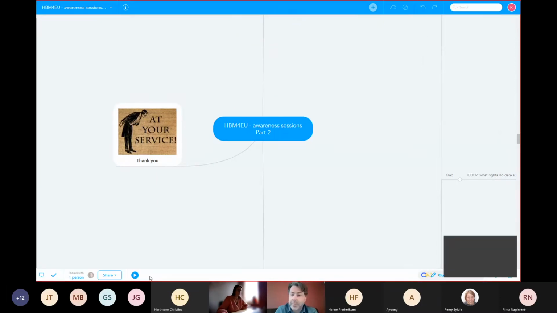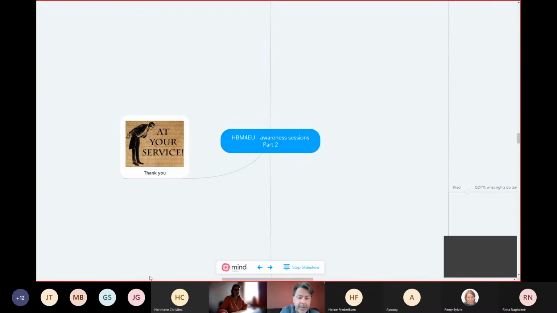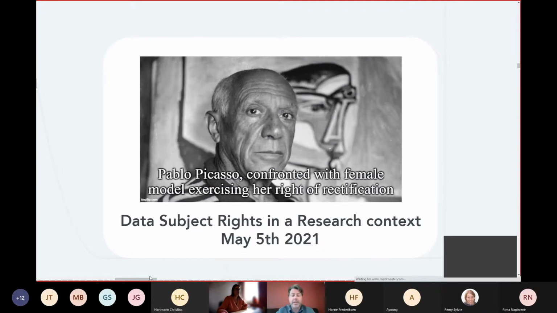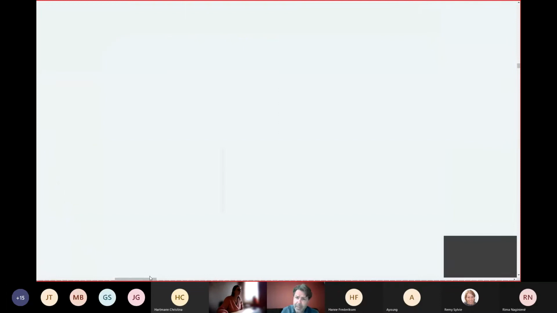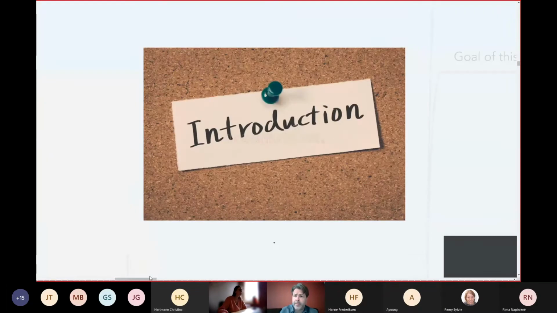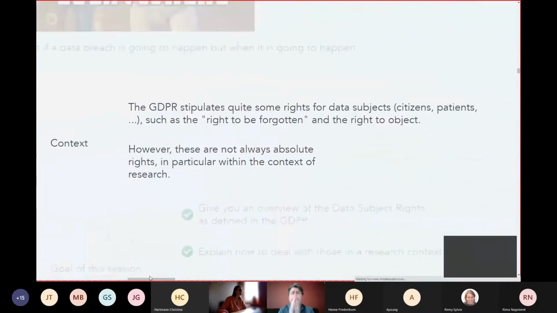So also from my part, welcome all of you to this awareness session about the data subject rights. It's definitely one of the most inspiring parts of the GDPR. It's also perhaps one of the most complicated parts of the GDPR, at least for people who are actually doing the processing. So my goal today is to give you a little bit of an introduction on these data subject rights.